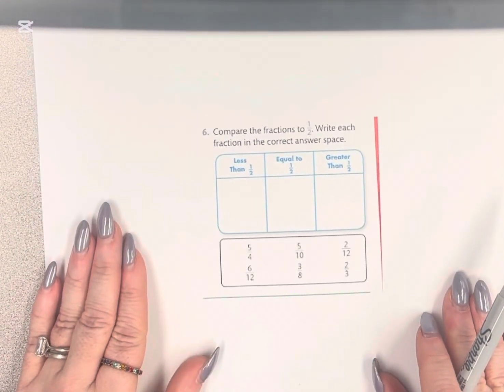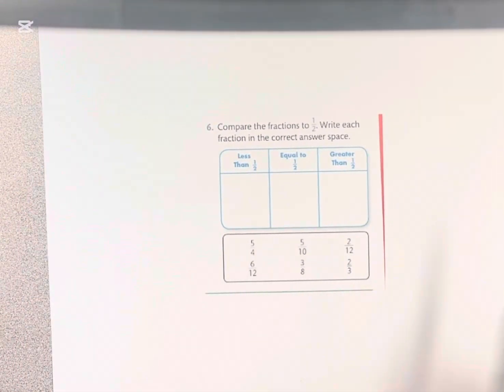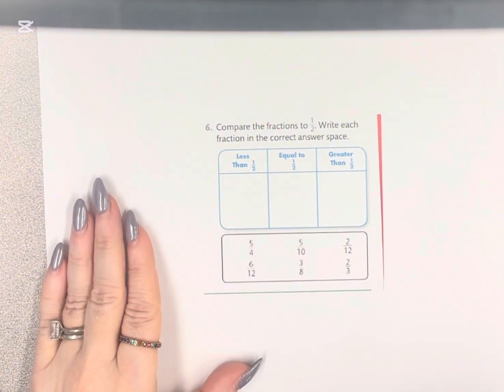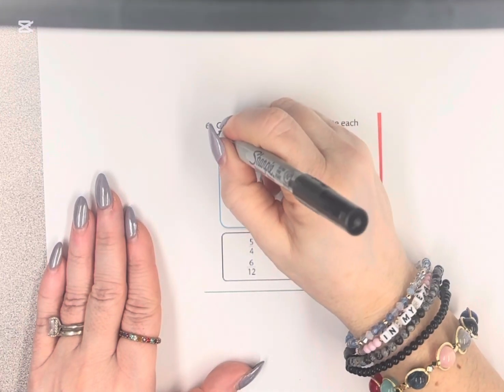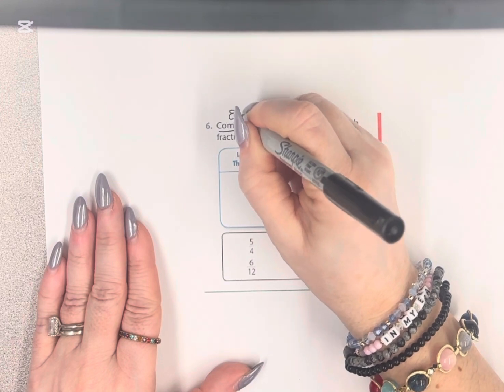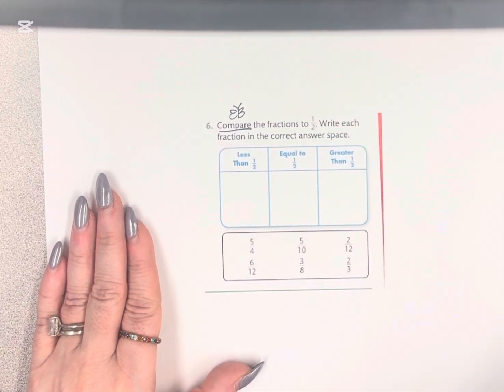Okay. This seems to be a lot of work. Looking at this, there are a lot of fractions we have to compare, but we're going to do it together. Compare the fractions to 1/2. Write each fraction in the correct answer space. So when I compare, that's when I have to think my butterfly strategy.